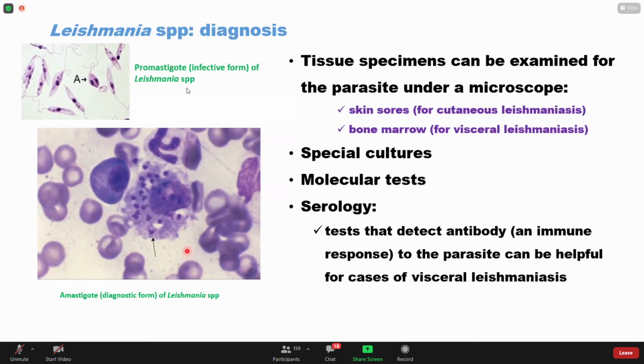Now, when we prepare a smear of the bone marrow or the skin biopsy or aspirate, what are we looking out for? We are looking out for macrophages that contain the actively dividing parasite, the amastigote. And this is what you can see here. The arrow points to one macrophage that contains a lot of parasites. Okay, so this is diagnostic of Leishmania infection.